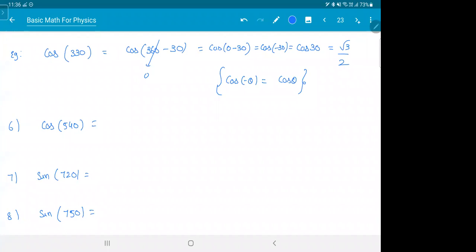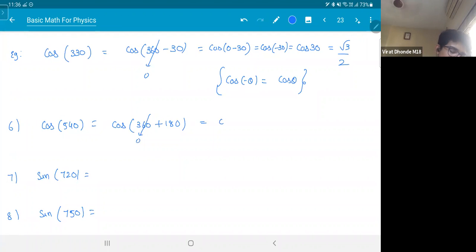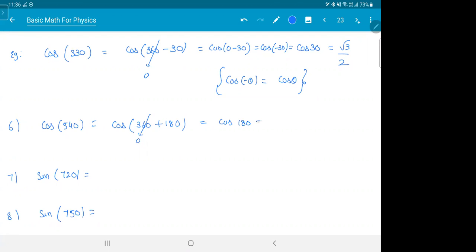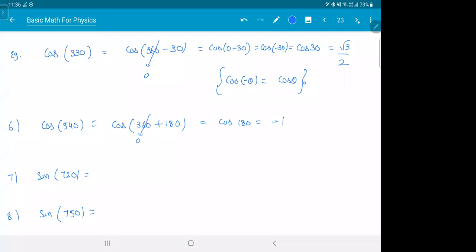How can I write 540? 360 plus 180. So you can write 360 as 0. So this is as good as cos 180. What is cos 180? Minus 1. We know from the table. Are you sure what we did?